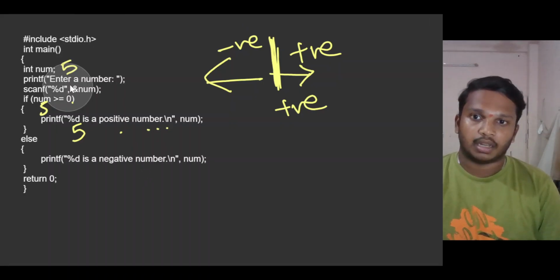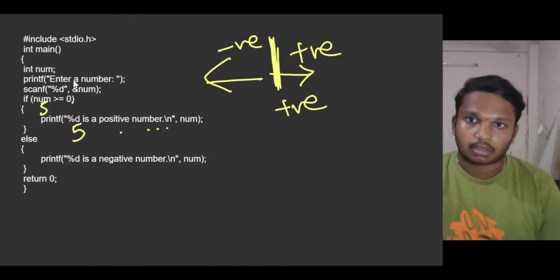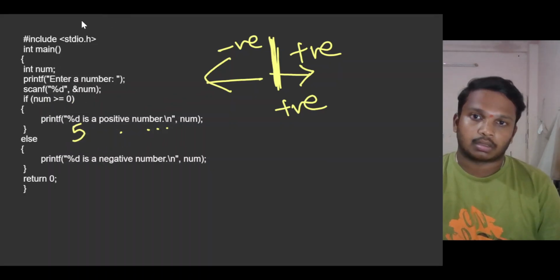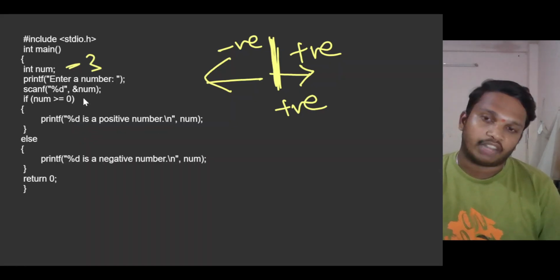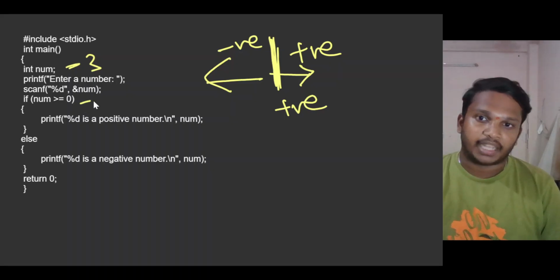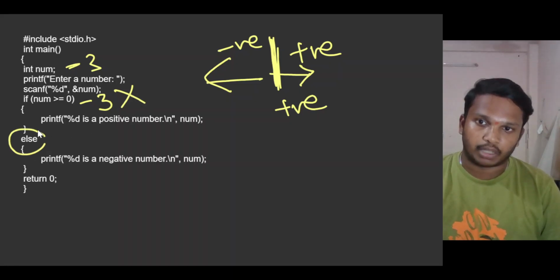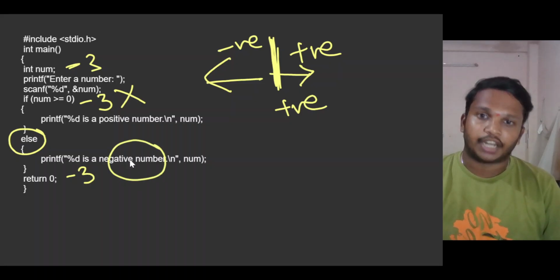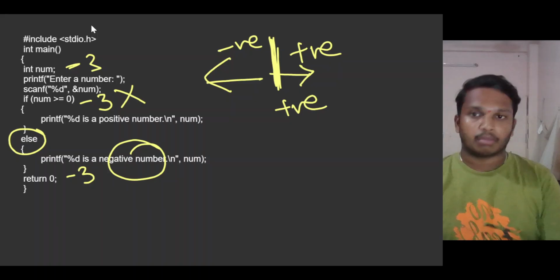And similarly, what if I enter some -3? Now, what if in case of -3? -3 greater than or equal to 0 is false. So it will come into the else case. It will print -3 is a negative number. This is the program using C language.